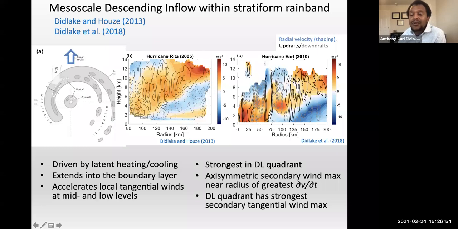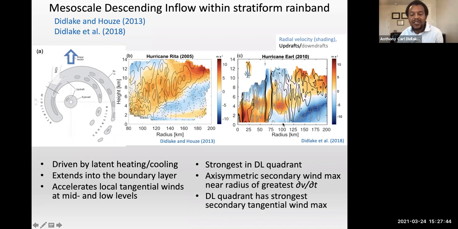Specifically in Earl, it was strongest in the downshear left quadrant where we also saw that mid-level descending inflow. And that increase in the winds was also concentrated at a specific radius. And when we saw that increase in the winds concentrated at a specific radius, it turns out in Hurricane Earl, that was also near the radius where we found the eventual secondary wind maximum for the secondary eyewall. So there was some clear evidence in the data here in Hurricane Earl where that axisymmetric secondary wind max was actually happening right in the same region where the MDI was accelerating the winds the most.